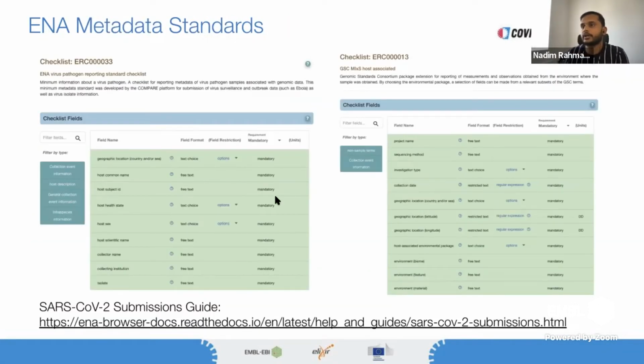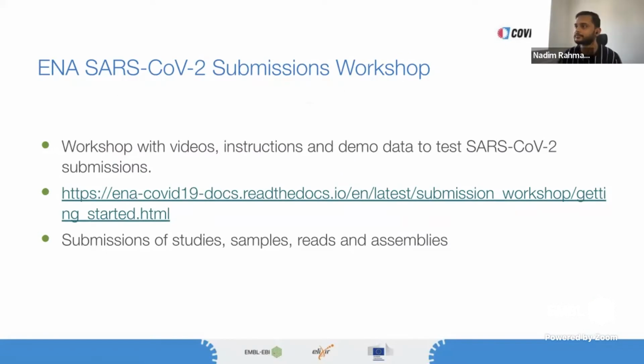A couple of screenshots here will show you what I'm talking about. So these are mandatory fields within a couple of checklists out of the three I mentioned. And there's detailed documentation within the SARS-CoV-2 submissions guide that details not only this metadata step, but also how to submit and what may be suitable for you as a user. So yeah, this is all documented in this guide quite extensively. But if you do have any questions, feel free to contact us.